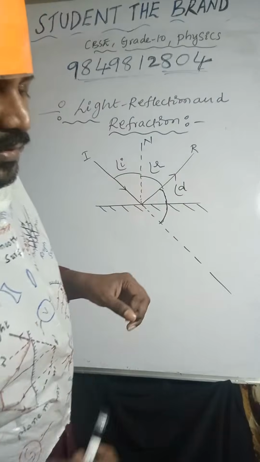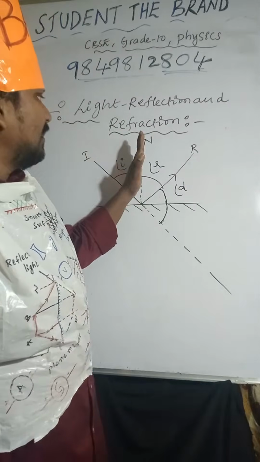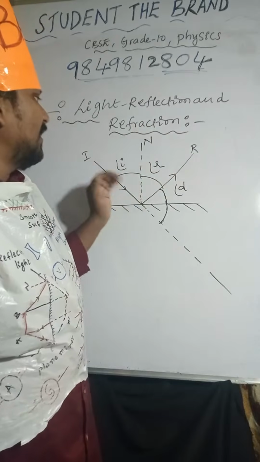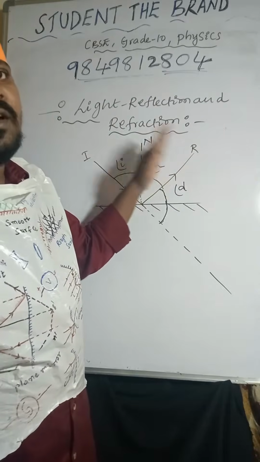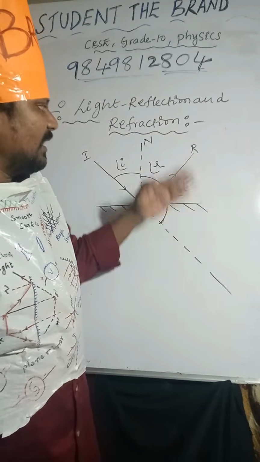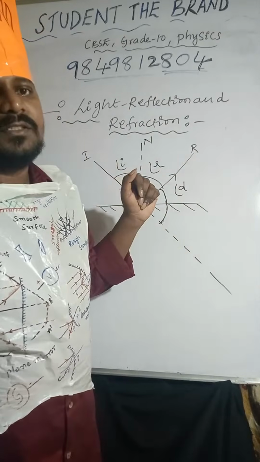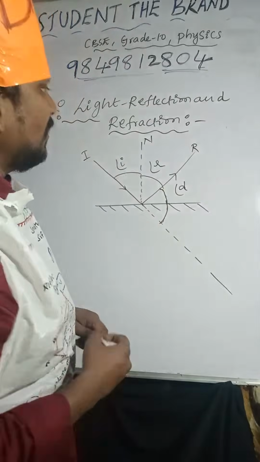Incident ray, normal line, reflected ray, normal line. The angle between the incident ray and normal line is called the angle of incidence. The angle between the reflected ray and normal line is called the angle of reflection. The angle between the undeviated line and reflected ray is the angle of deviation. Done.